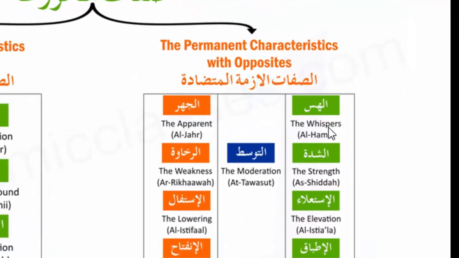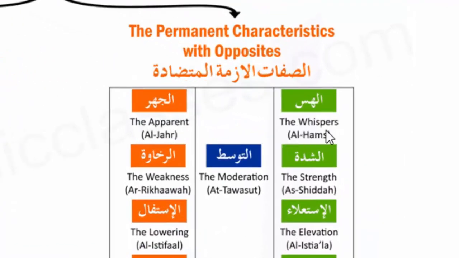The first is al-hams. Al-hams means the whisper, and the opposite of al-hams is al-jahr, the apparent. The next is ash-shidda, the strength, and the opposite of this is ar-rakhawa, the weakness. And there is another Sifa which is between ash-shidda and ar-rakhawa, and that is the moderation. Inshallah, once we read in detail, then you will understand these Sifat.